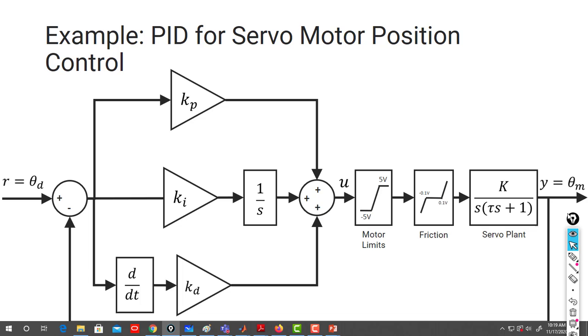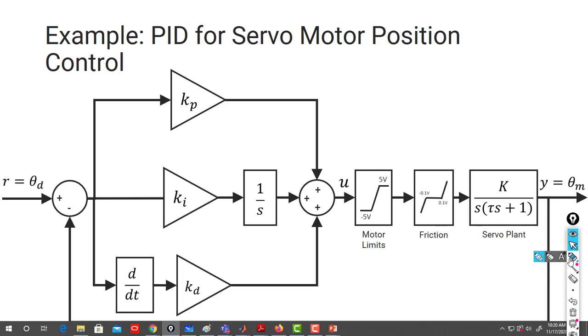Okay, in here, PID for servo motor position control. So that's the servo plant, or the position control of your DC motor, A over (Ts plus 1) times 1 over s. So you have the motor limits. The motor they have on their system is between -5 and 5 volts. Maybe your motor is more likely to be, for example, -12 to 12 or -7 to 7, not sure. So the motor limit takes -5, the maximum rotation speed in the reverse direction, and the maximum rotation speed in the positive direction.